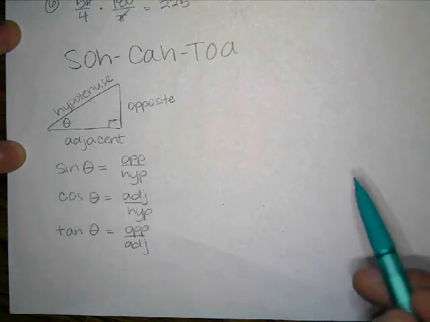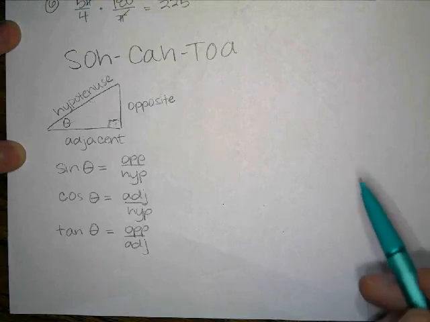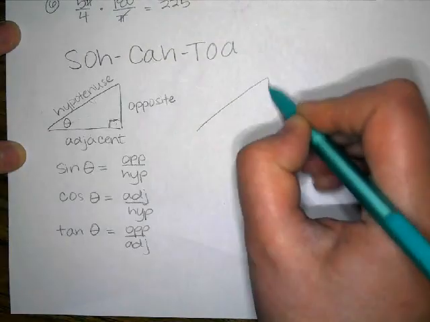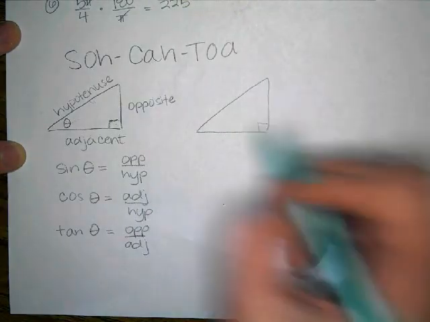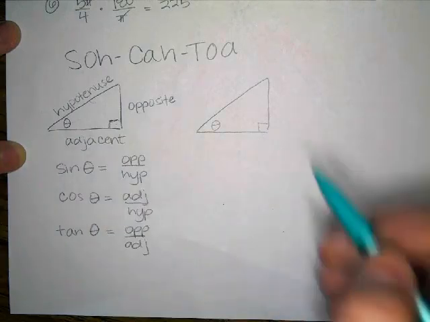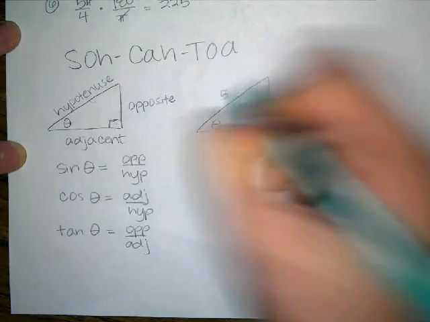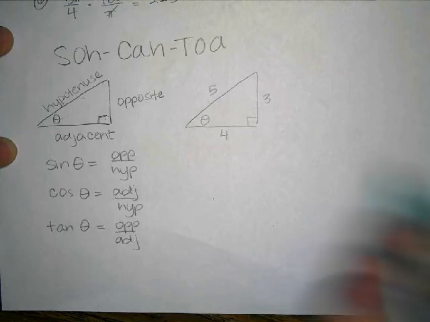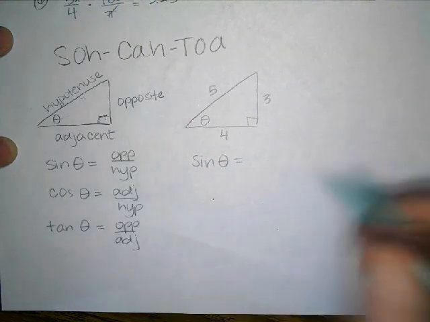Okay, so if I drew a triangle like this, this is called a Pythagorean triple. It's just a normal set of sides for a right triangle. 3, 4, and 5. If I gave you these three sides, they're very standard. If I asked for sine of theta, what would you tell me the ratio was? You'd say opposite over hypotenuse. So you'd say 3 over 5.